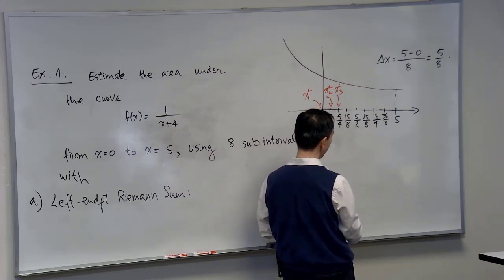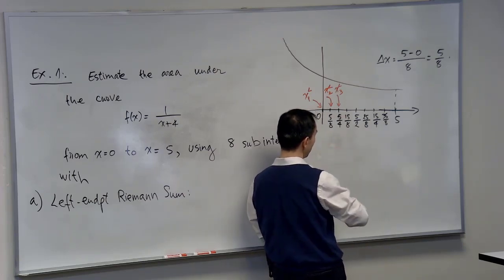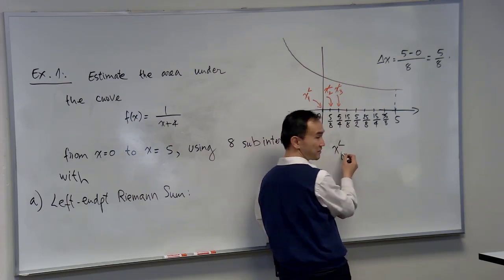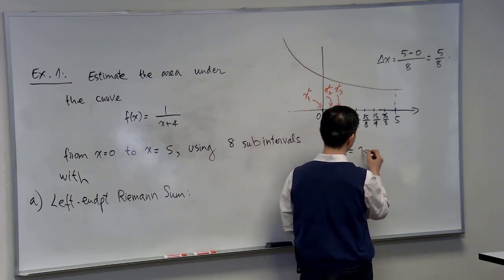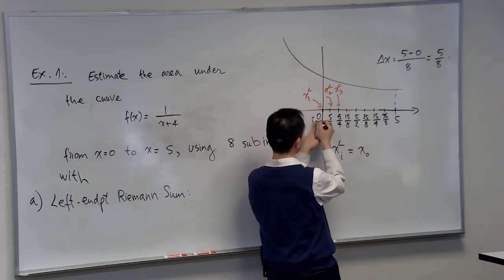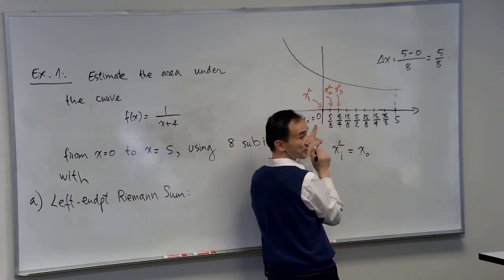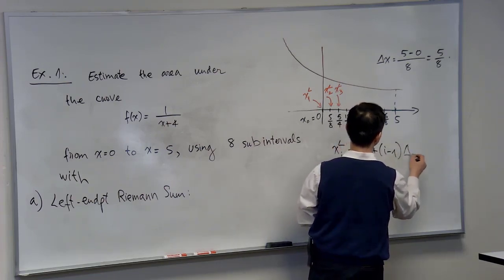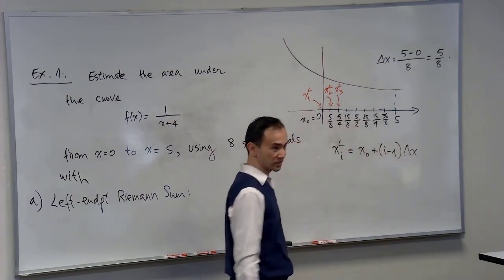So generally, again, I remind you that the left endpoint of any interval i has to be x of 0, which in this case is 0, plus (i minus 1) times delta x. That's how it works. Right?